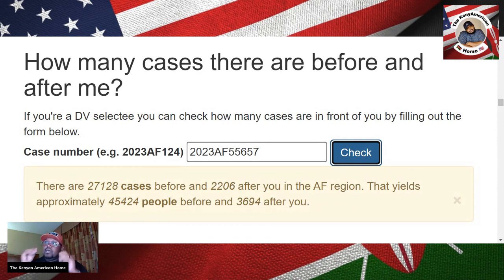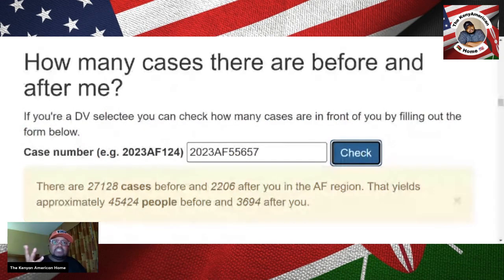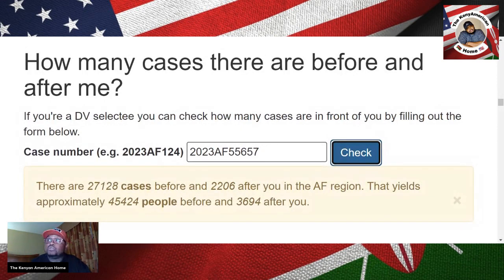What that means is by the time they get to 55,657, you still have a good chance of being among the 55,000. That's what they're saying: you're still in good condition in the next 4.5 months. That's the idea: you put in your case number here, and it gives you an idea.